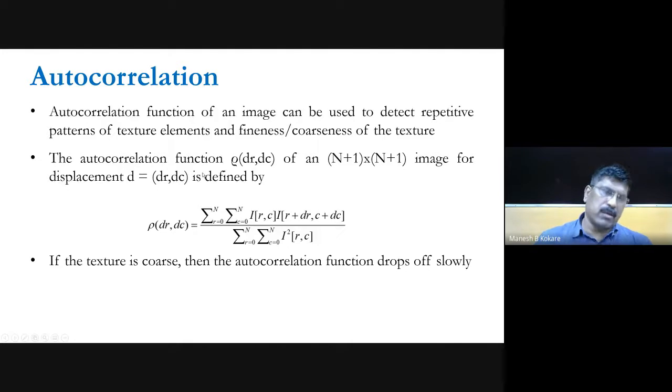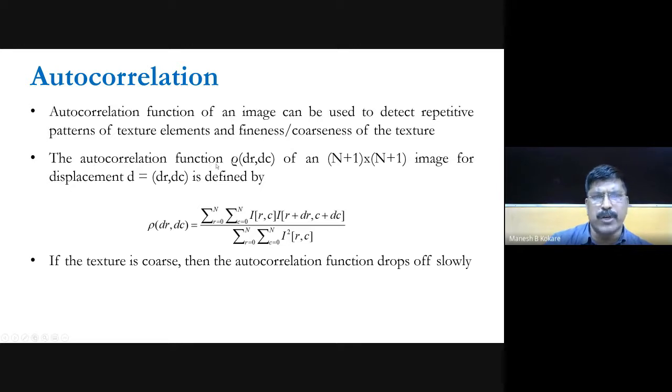Then the second method we are going to study today: after the co-occurrence matrix, you can also extract textural features in the spatial domain by using autocorrelation. You have studied cross correlation and autocorrelation in your DSP course also. The autocorrelation function of an image can be used to detect the repetitive patterns of texture elements and the fineness and coarseness of the texture. So how many repetitive patterns are there? That information will be given by the autocorrelation function.